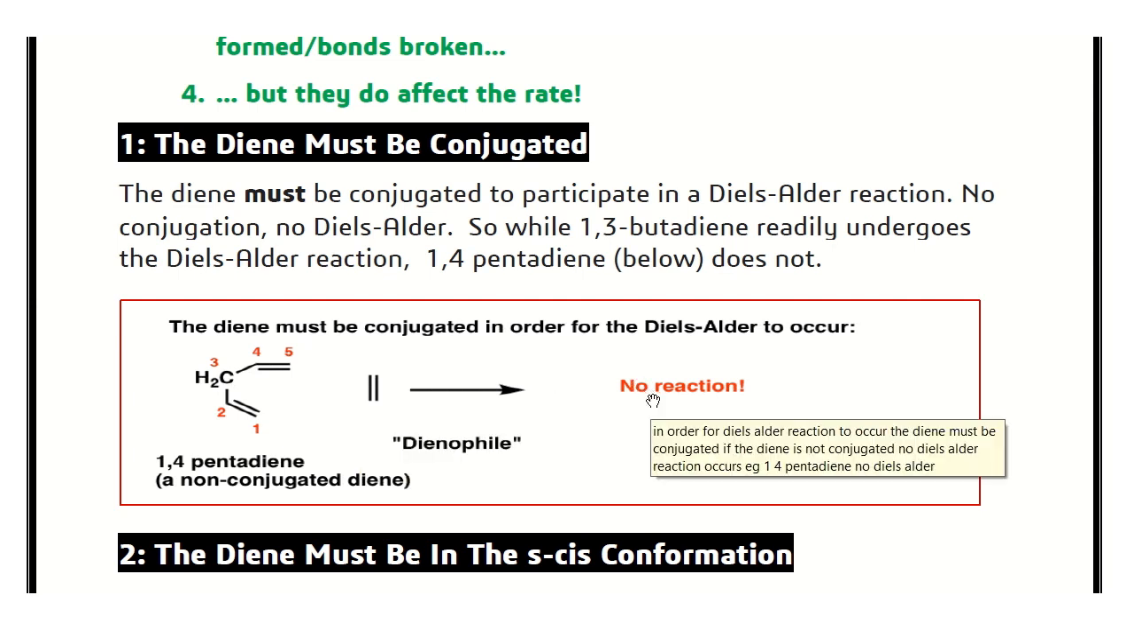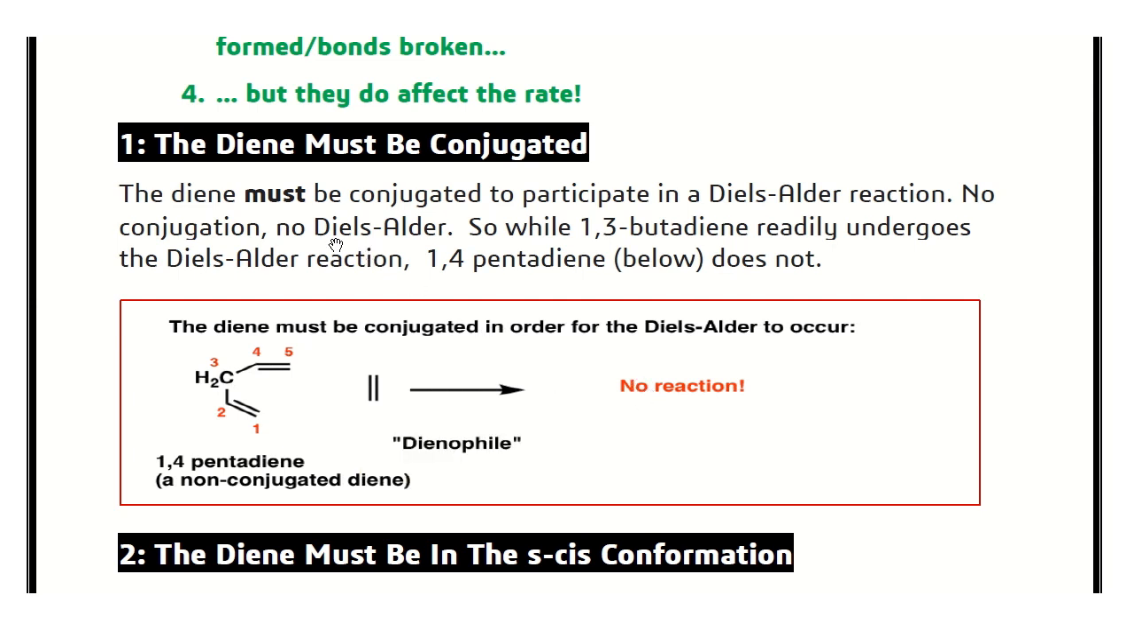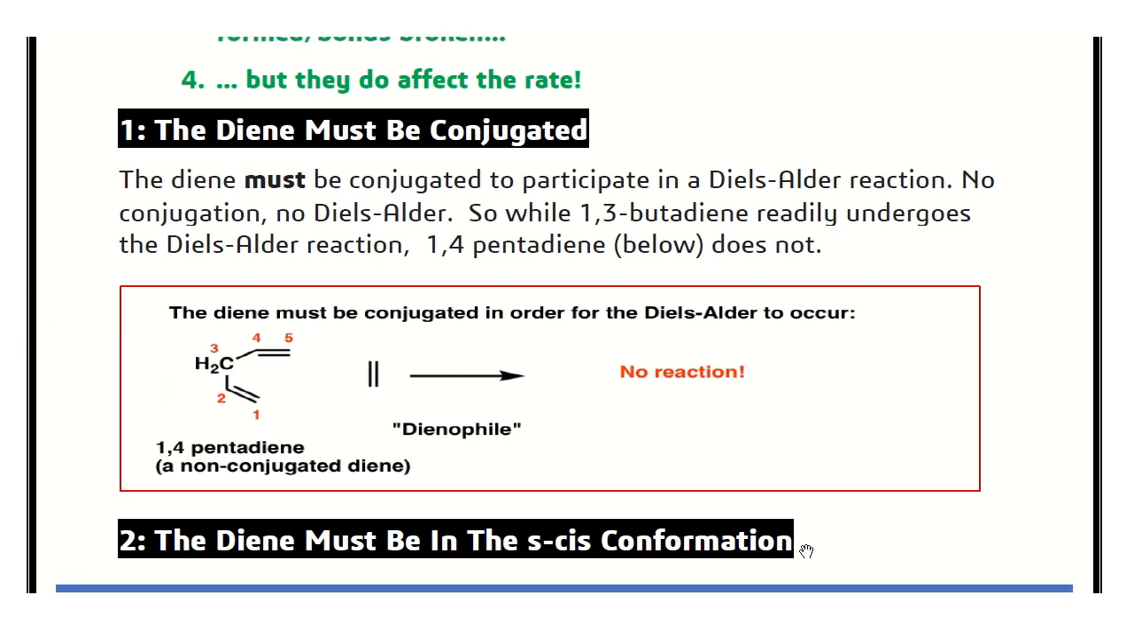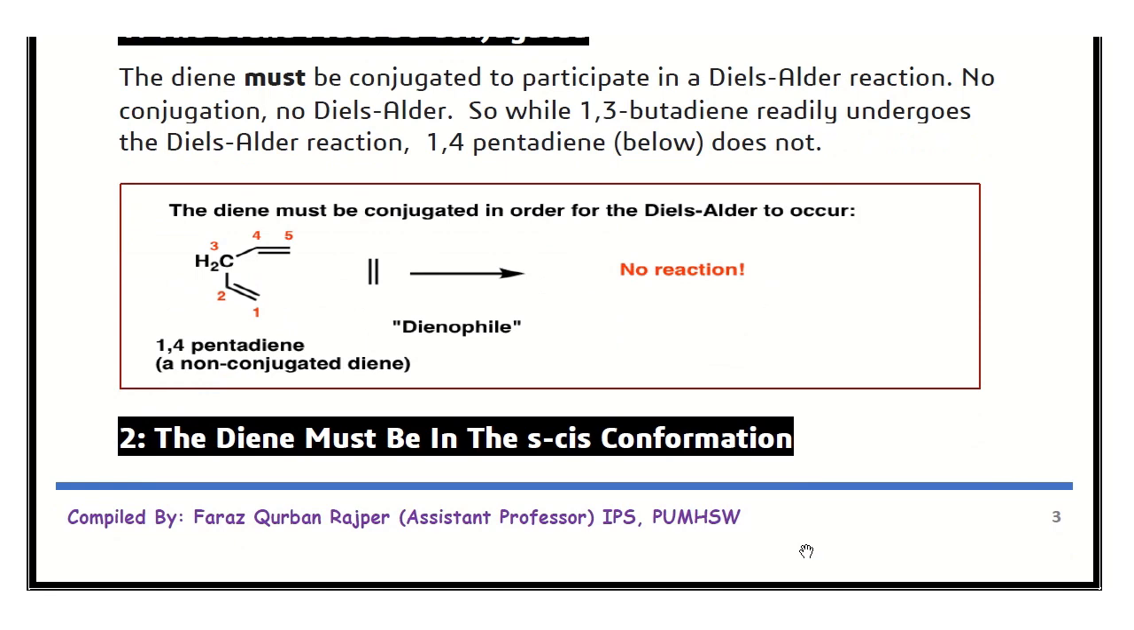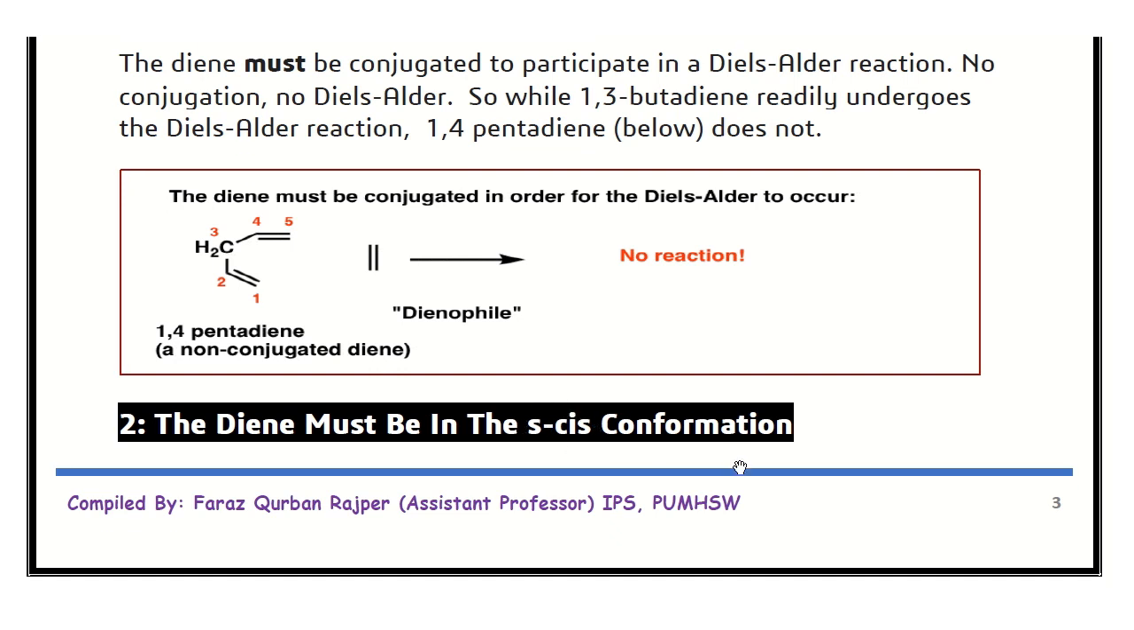So that's why no reaction is occurring. So the condition is our diene molecule must be conjugated. Next condition or characteristic of the Diels-Alder reaction is our diene molecule must be in S-cis conformation. S-cis conformation means the single bond cis conformation.